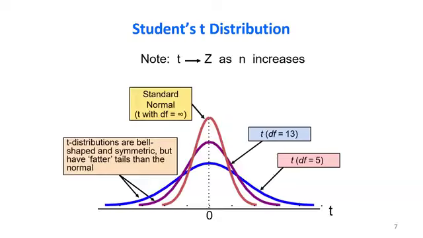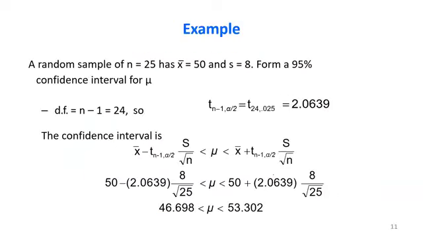Now we will pick up one problem. Okay. So let's suppose my random sample of size 25 has a sample mean equal to 50 and the standard deviation equal to 8. So here I just have all the information related to the sample. So here they're asking to form a 95% confidence interval for this population mean.